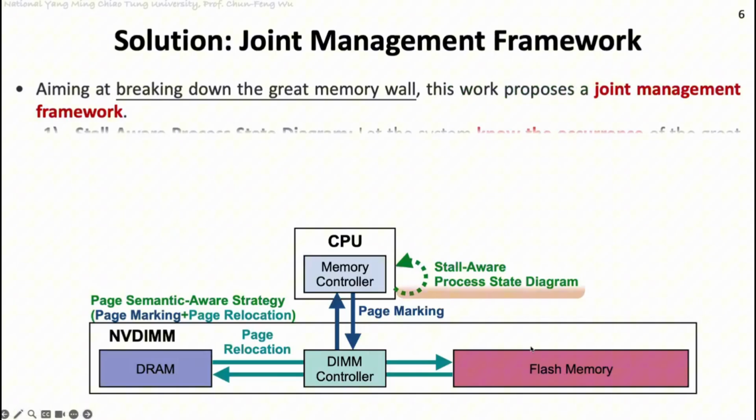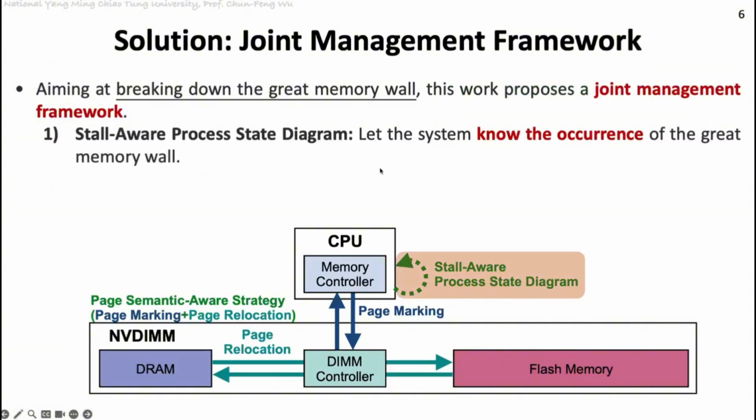So the first thing we are going to do is to let the CPU know, hey, you are now waiting for a slower memory device. And then the CPU can interrupt itself to jump into the operating system kernel to run some functions to help with this.